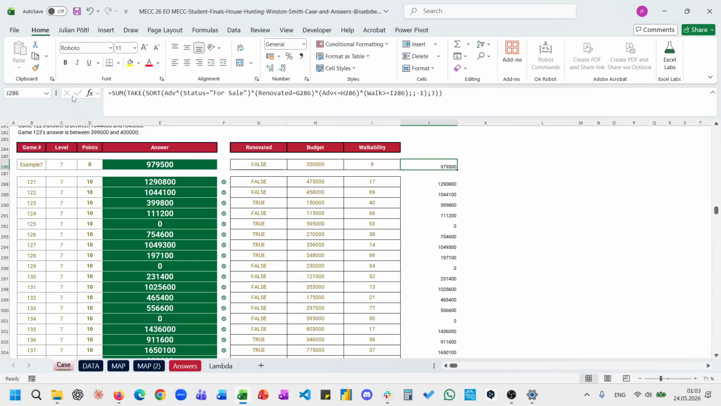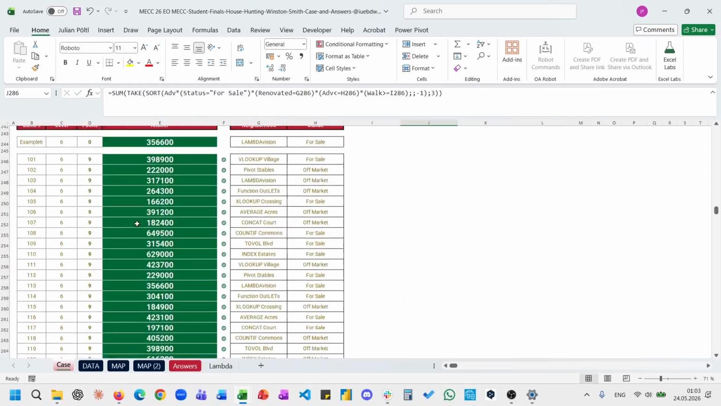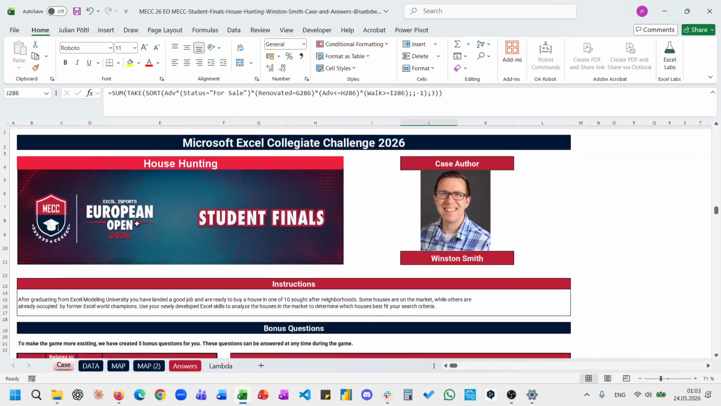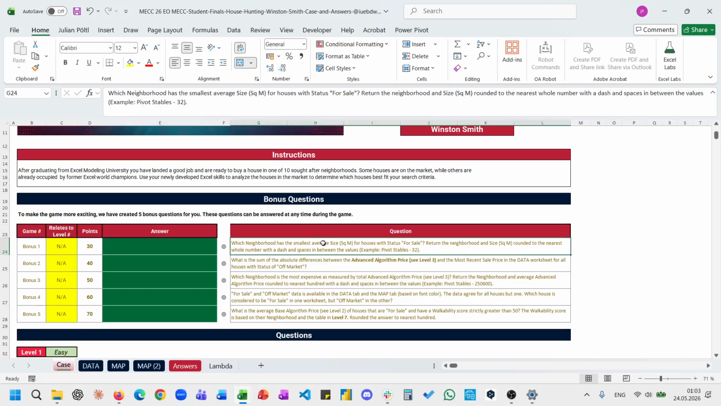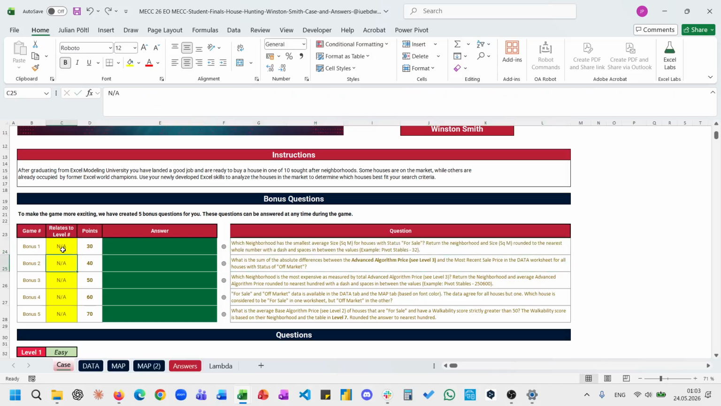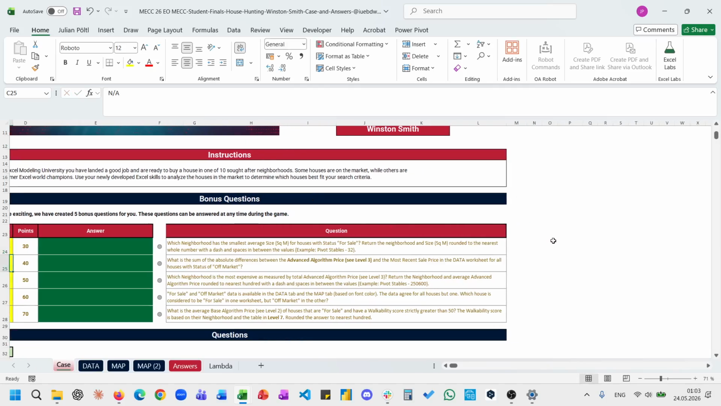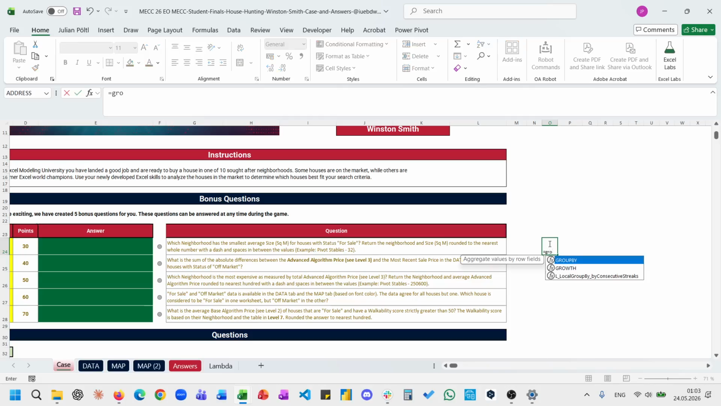You can also stretch it out in a data table. So as you see, an easy case, not that easy to read actually. So here, which neighborhood? For the neighborhood you need level 7, so it's related to level 7. Which neighborhood has the smallest average size for sale? I do this with group by, but you can also use unique and filter or sum FS, average FS. You see it.